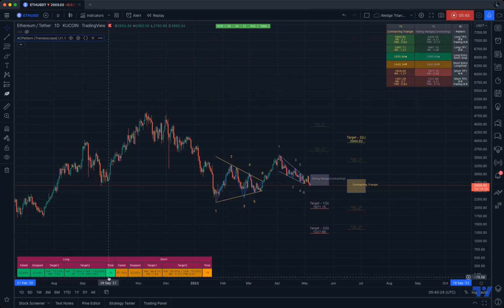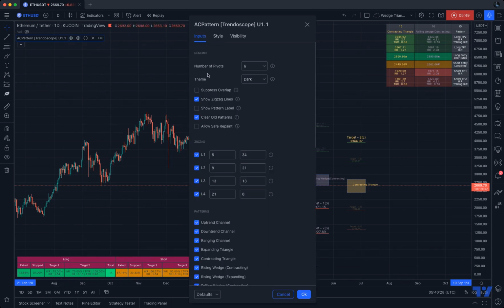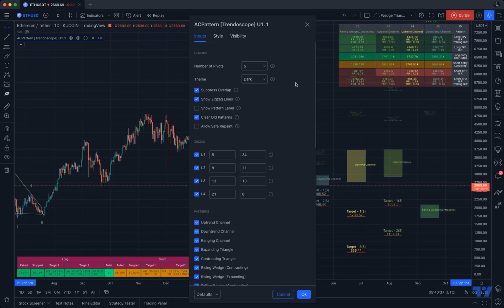But you can see there's a difference in numbers. If I disable suppress overlap, it shows 14 patterns, and if I enable this, it will only show 9 patterns, right? And similarly, if I make it 5, it will show 41 patterns. It shows many more patterns than before.